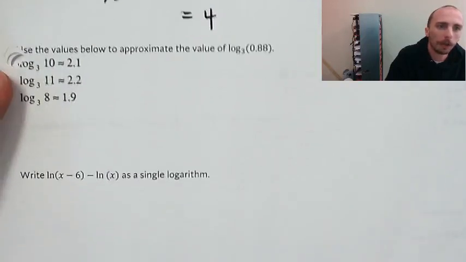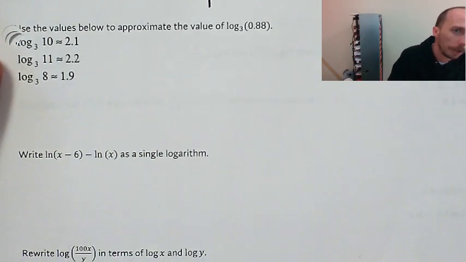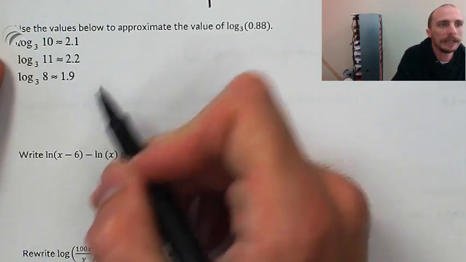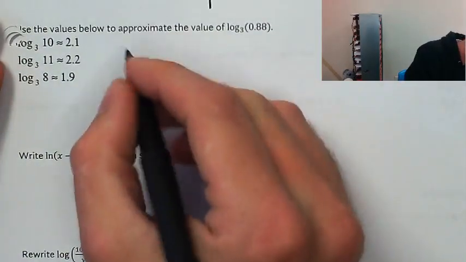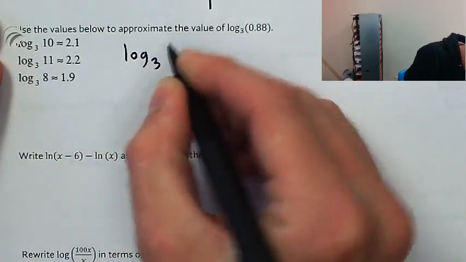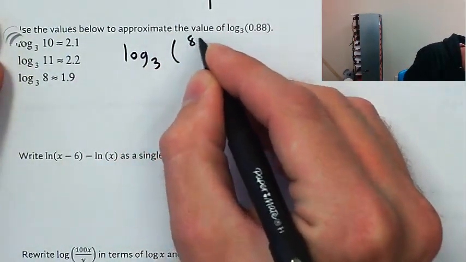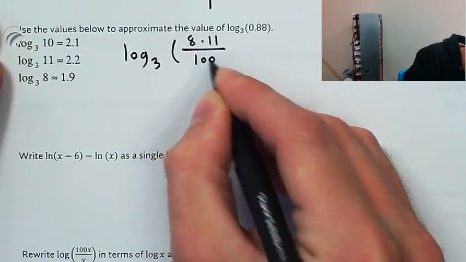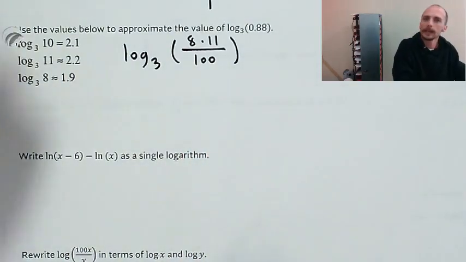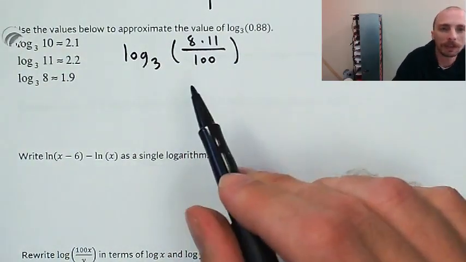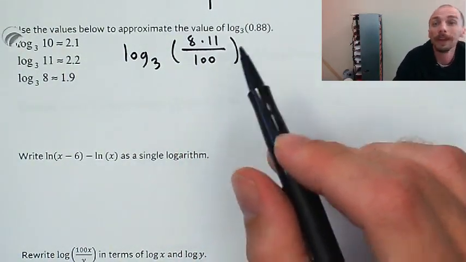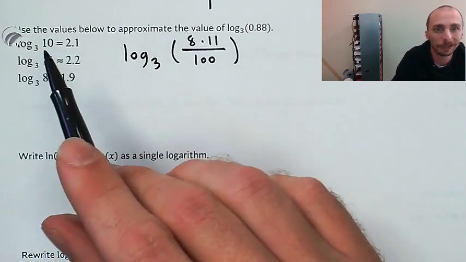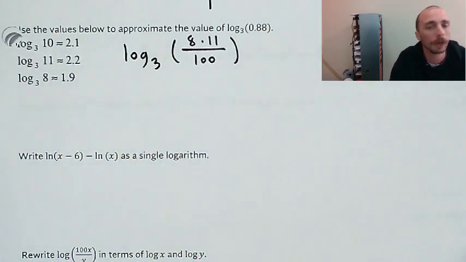Now we're going to estimate a log value using a table of values. And so 0.88, I think that's going to be 88 divided by 100. So 8 times 11 divided by 100. All right. And I definitely like this one because this is kind of leaning towards the next log property. It's like, I've only got log 10, but this is 100, and it's 10 squared.